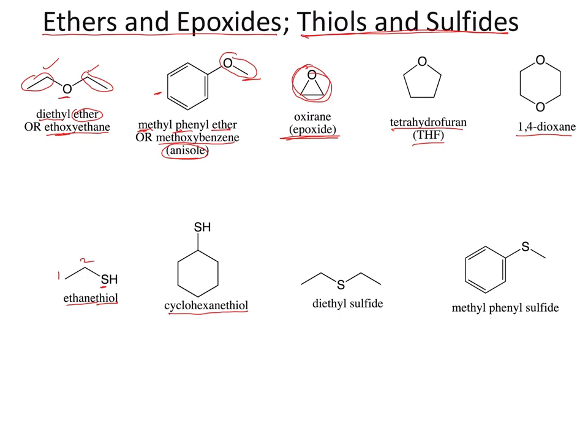For sulfides, they are in close structure to the ethers. So again, sulfur is flanked on either side by carbon atoms. So we follow the same naming like we do for ethers. So this is going to be diethyl sulfide. And this other one is going to be methyl phenyl sulfide.